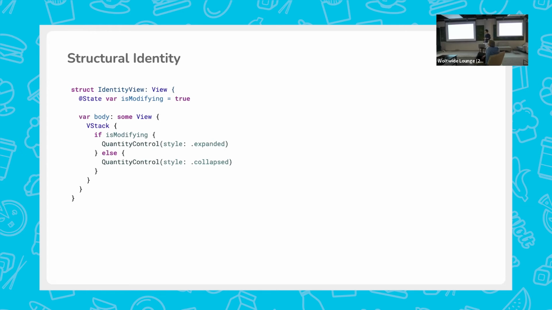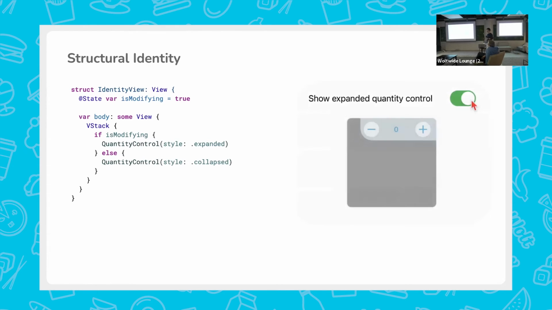It has one state, a Boolean is modifying, and the body has a VStack that has an if condition. When the state is true, when the flag is true, then it returns a quantity control in the expanded state. When it's false, it returns it in collapsed state. And here's a GIF of how it looks like.